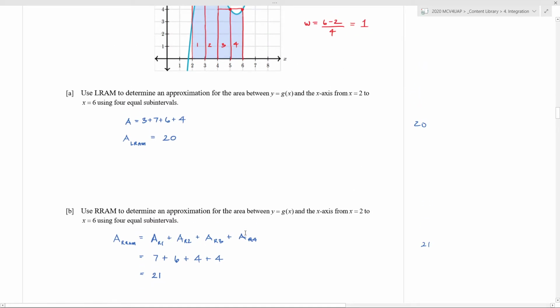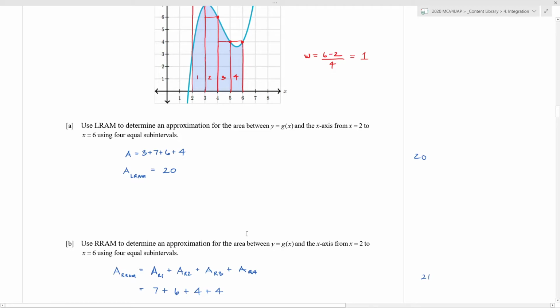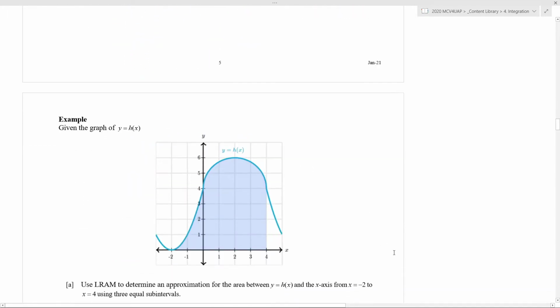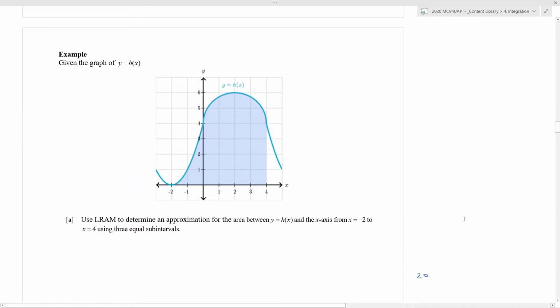So that's how you use LRAM and RRAM. And in this case, we used 4 subintervals. You find your width, and you just line up the corner on the graph. Next example. Same idea. Use LRAM to determine an approximation for the area between h of x and the x-axis from -2 to 4, but this time we're using 3 equal subintervals.